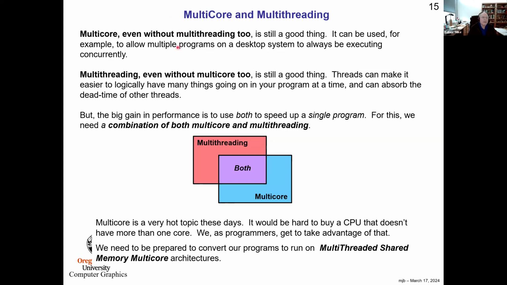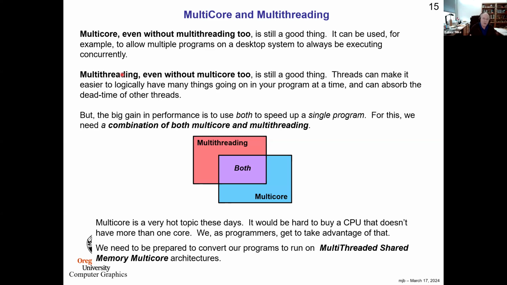Okay. And even if we only have one core, multi-threading is still a good thing because we can do multiple things and they will time share. And so multiple parts of your program can be running together and they're time sharing the single CPU.